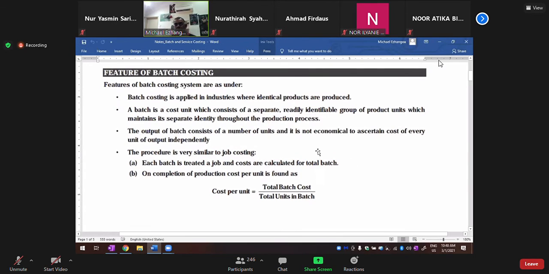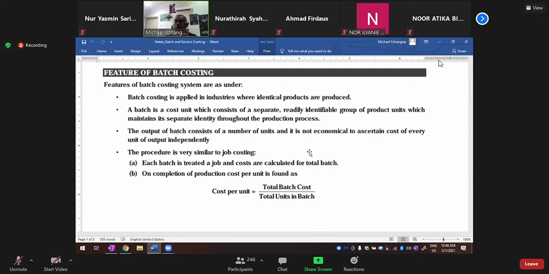Very easy, yeah? And it says the procedure is similar to job costing. Each batch is treated as a job and costs are calculated for the total batch. Exactly. On completion of production, cost per unit is found as follows: you just take the total batch cost, divide by units of batch. Again, if you are doing job costing, then it's very simple.